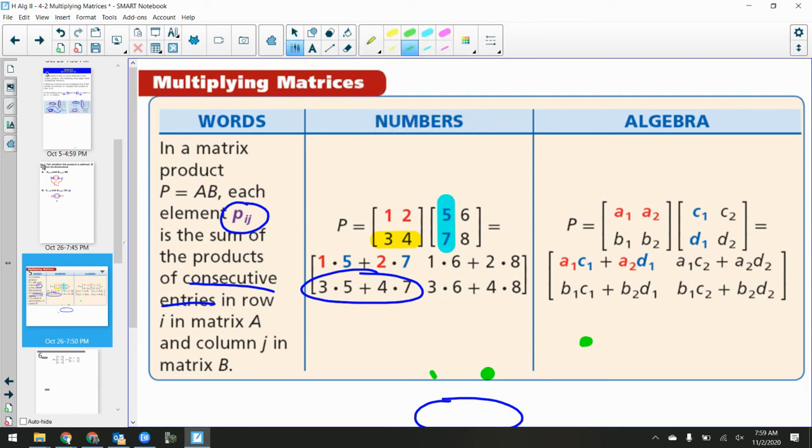I would say, okay, 3 times 5 plus 4 times 7. 15, 28, add them together. Okay? That's the process. Let's try it.